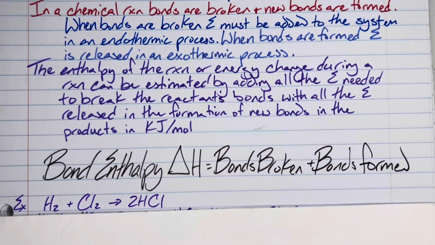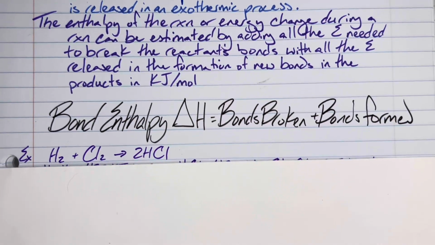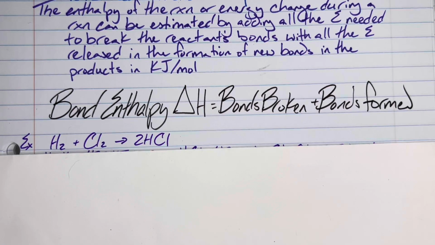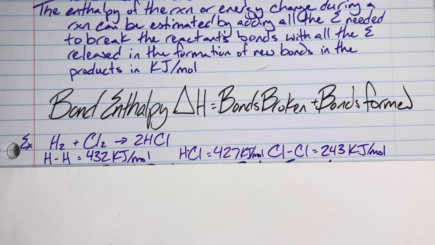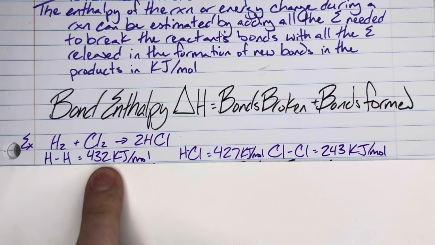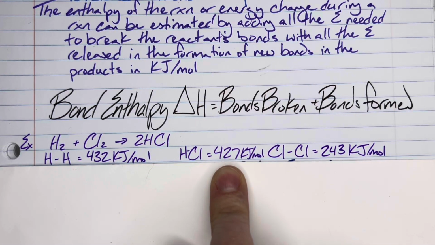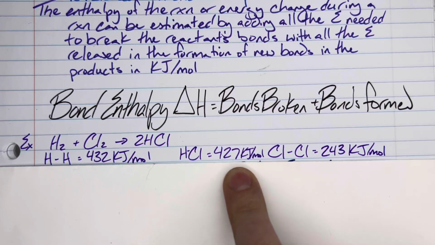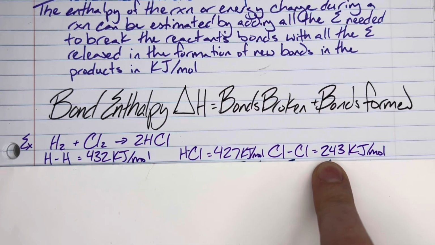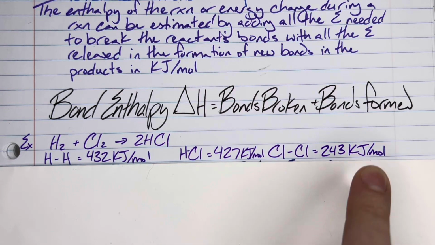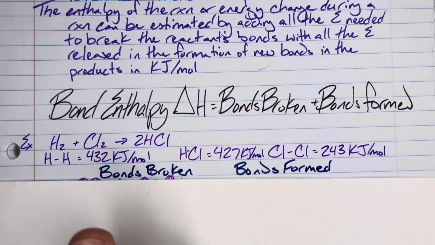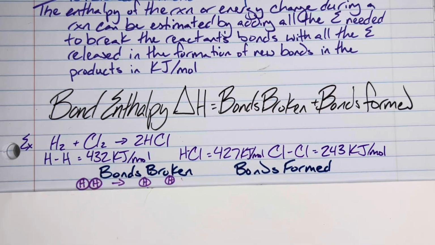formation of new bonds. So if we were to look at an example where we are reacting hydrogen and chlorine to produce hydrogen chloride, and we had each of the bond enthalpies of each of the bonds that are important for this reaction here. So we have the hydrogen to hydrogen bond given as 432 kilojoules per mole. The hydrogen to chlorine bond has a bond enthalpy of 427 kilojoules per mole, and the chlorine-chlorine bond has a bond enthalpy of 243 kilojoules per mole. So we will separate it into bonds broken and bonds formed.